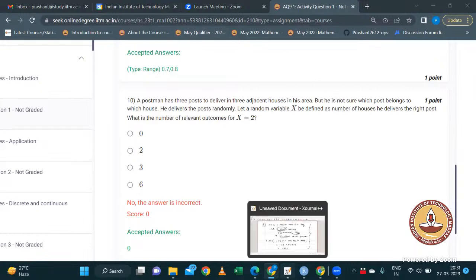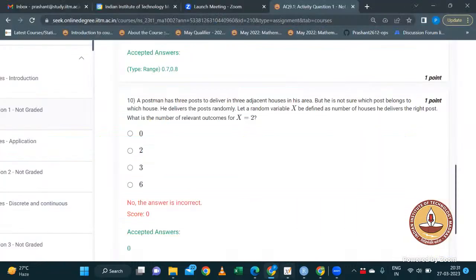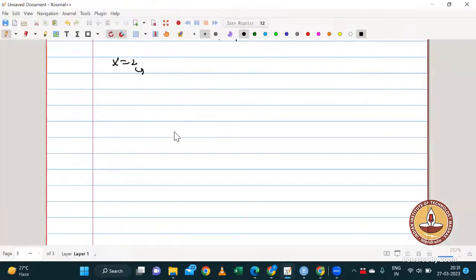In a way, you are right, because I'm saying x equal to 2. If there are a total of 3 houses and he delivers the correct post in 2 houses, then the third will automatically go correct, right? Yes, sir. So there is no case in which x will take the value 2.